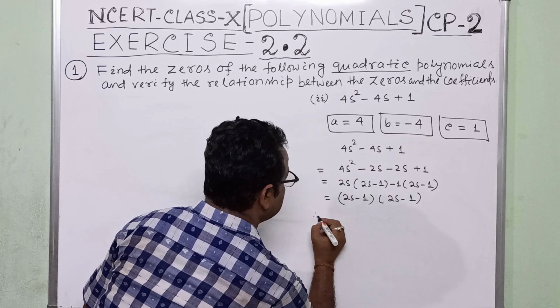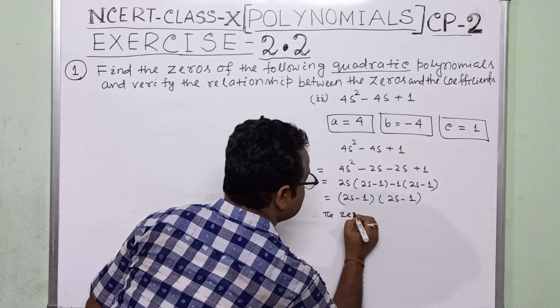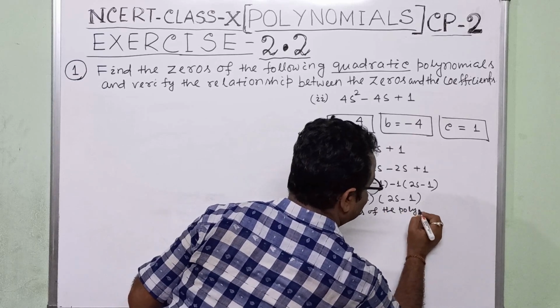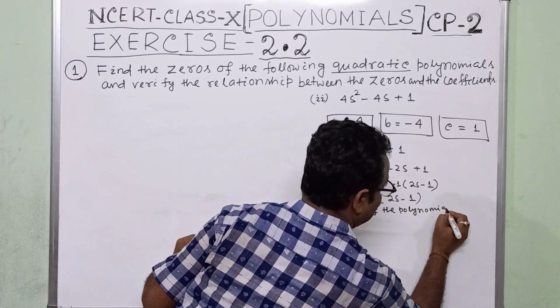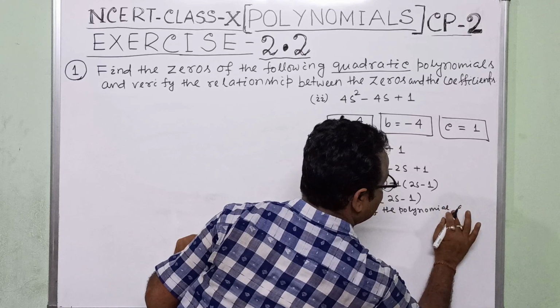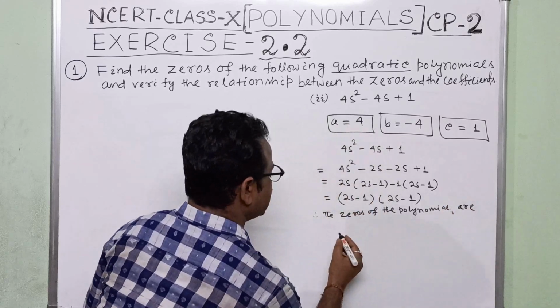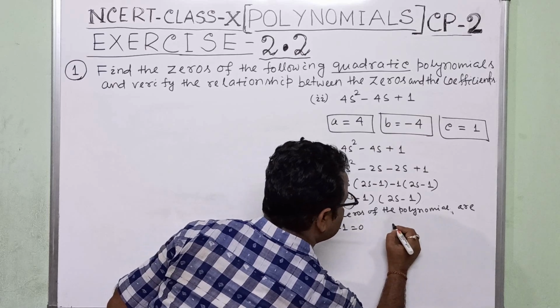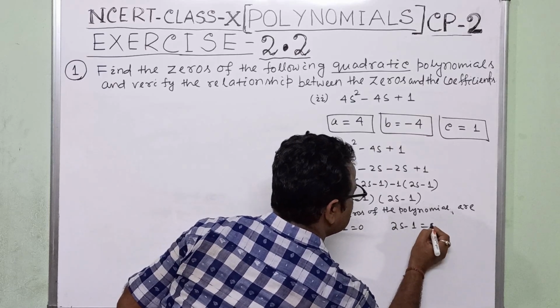So therefore the zeros of the polynomial are found by equating to 0: 2s minus 1 is equal to 0.